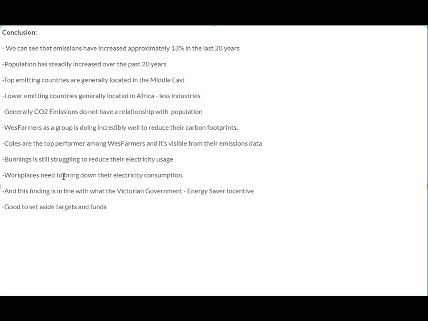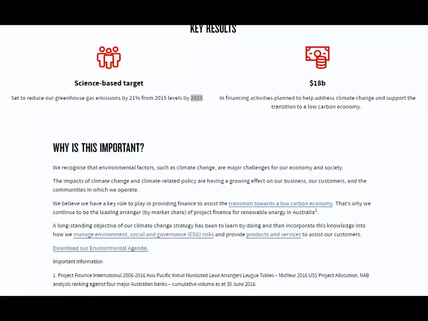In general, workplaces need to bring down their electricity consumption, and this finding is also in line with what the Victorian government has been trying to do, for example, energy saver incentive. It is good to set aside targets and funds for workplaces. For example, NAB. They have set some targets to achieve by 2025 and they have set aside some funds as well.